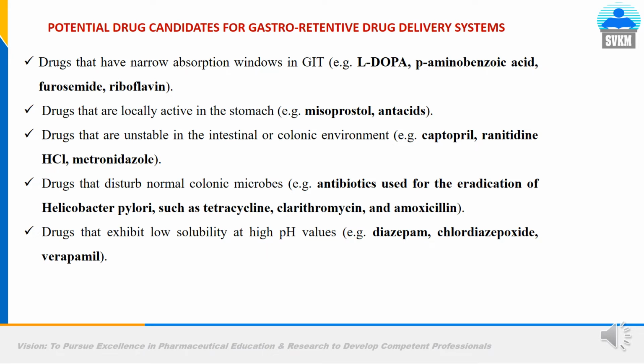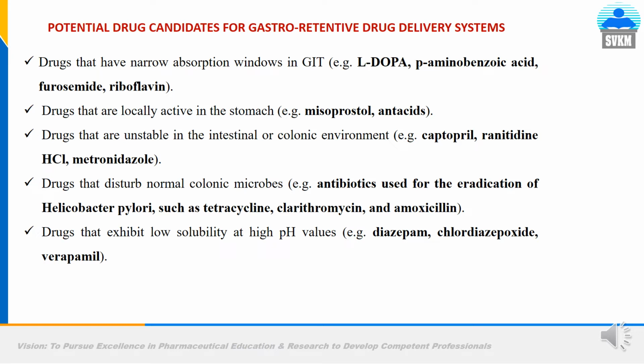Second, drugs that are locally active in the stomach, meaning we want the effect in the stomach. For example, misoprostol, antacids. Third, drugs that are unstable in the intestine or colonic environment. Either they are absorbed better in the stomach, or they are drugs which are not stable, which degrade or are not absorbed in the intestine or the colon, so later on they will not give the desired effect. They will not get absorbed if they do not reside in the stomach for sufficient time. For example, captopril, ranitidine, then metronidazole.